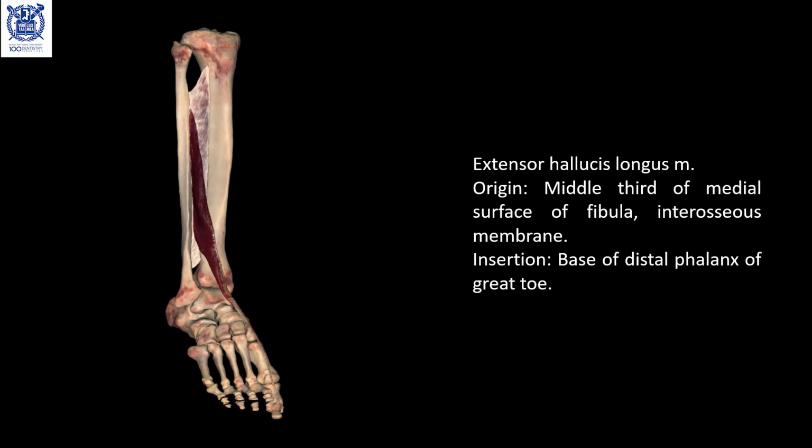Next is the extensor hallucis longus muscle. Origin: middle third of the medial surface of fibula, interosseous membrane. Insertion: base of the distal phalanx of great toe.